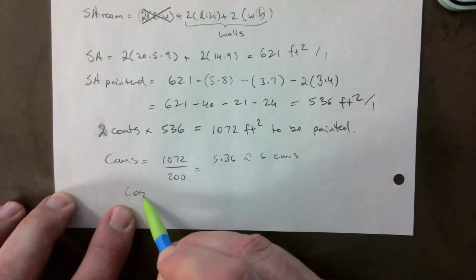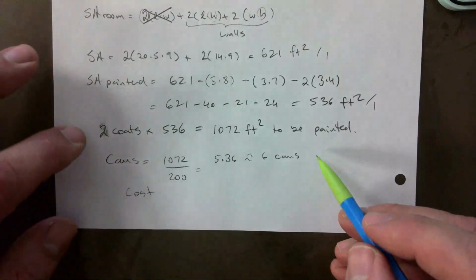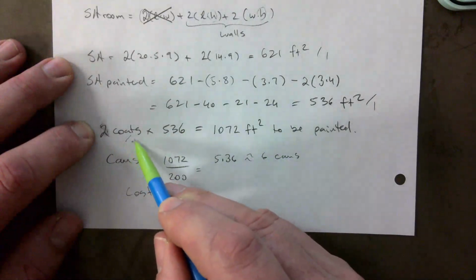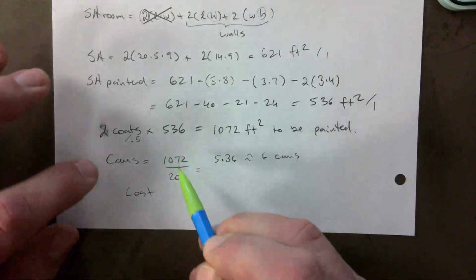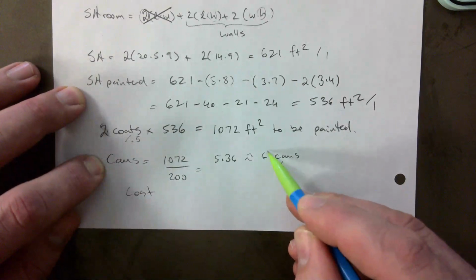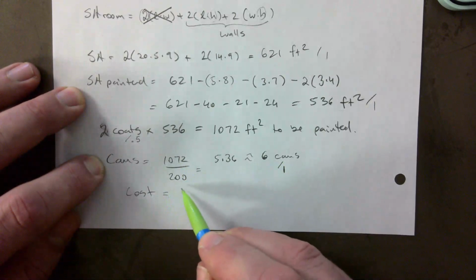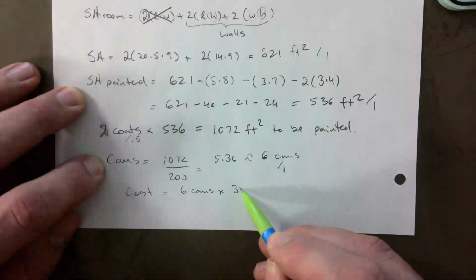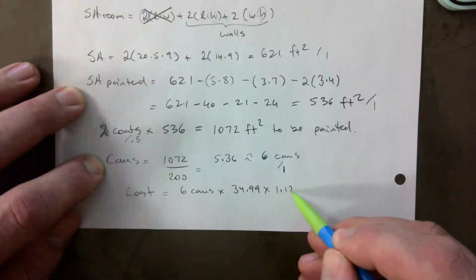So cost. Oh, let's do the marks here. I will say this. I'll give you half a mark for the coats, and then we'll give you a mark for figuring out how many cans, so that means dividing and rounding. And here we have the cost. 6 cans times $34.99. Does it say plus tax? Yeah, plus 1.12.